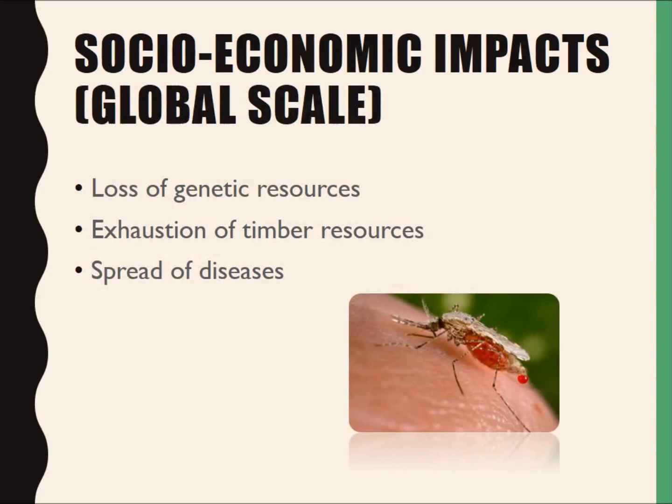For the global scale of socio-economic impacts, there's loss of genetic resources. Tropical rainforests contain over half of all species on Earth. The high biodiversity of rainforests offers rich genetic reserves for production of food and medicine. However, deforestation causes more than 100 species to disappear daily. Some important genetic materials may be lost, and this hinders the development of a cure for AIDS, cancers, and countless other diseases.